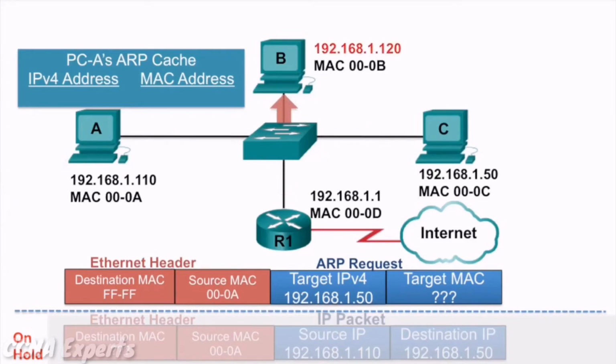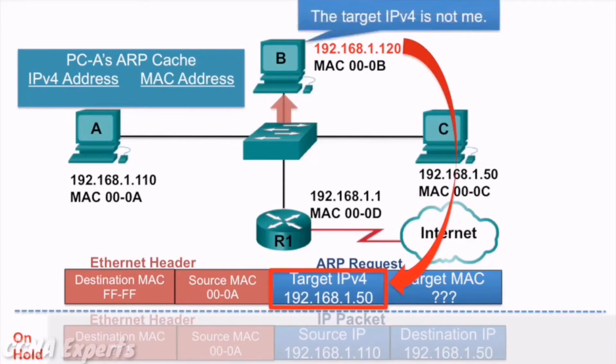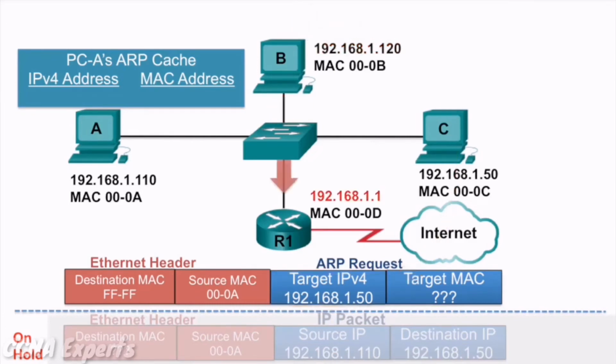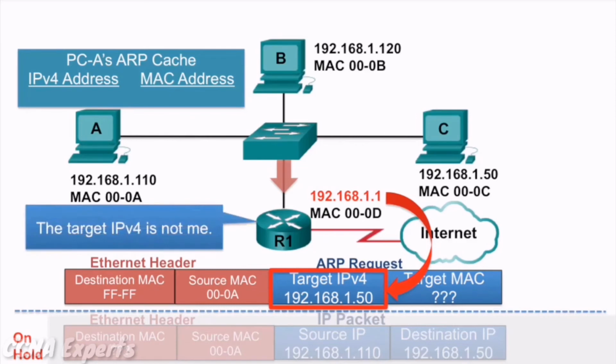PCB receives the broadcast, so it must process it, and its ARP process examines the ARP request. It compares its own IPv4 address against the target IPv4 address and notices that they are not the same, so it doesn't need to send an ARP reply. The router R1 also receives this ARP request. Its ARP process examines its own IPv4 address and compares that against the target IPv4 address, and also realizes this is not its IPv4 address, so it does not need to send the ARP reply.